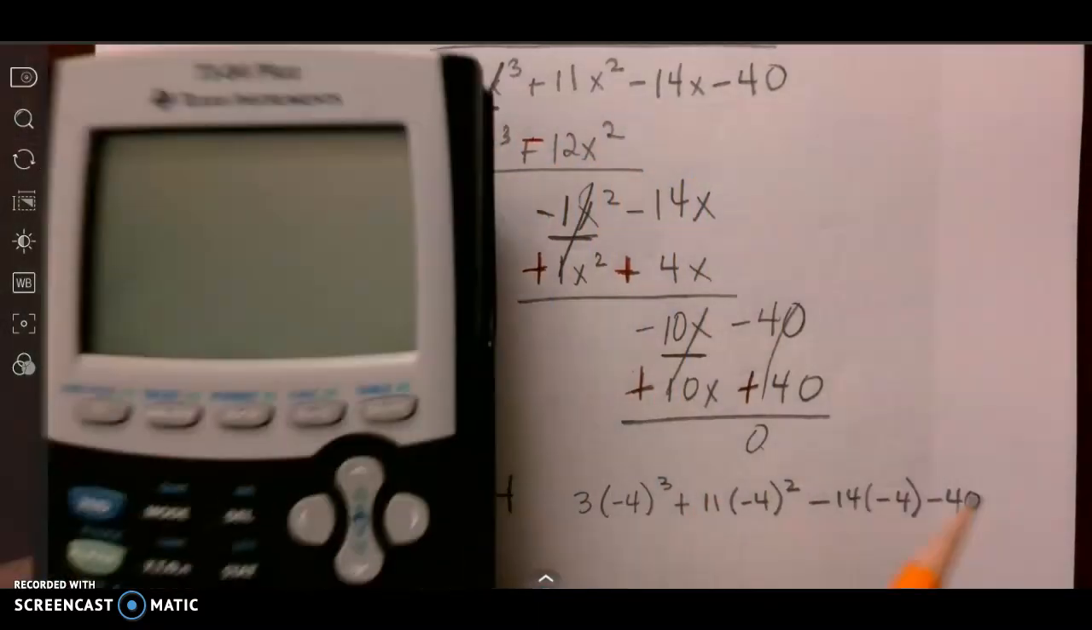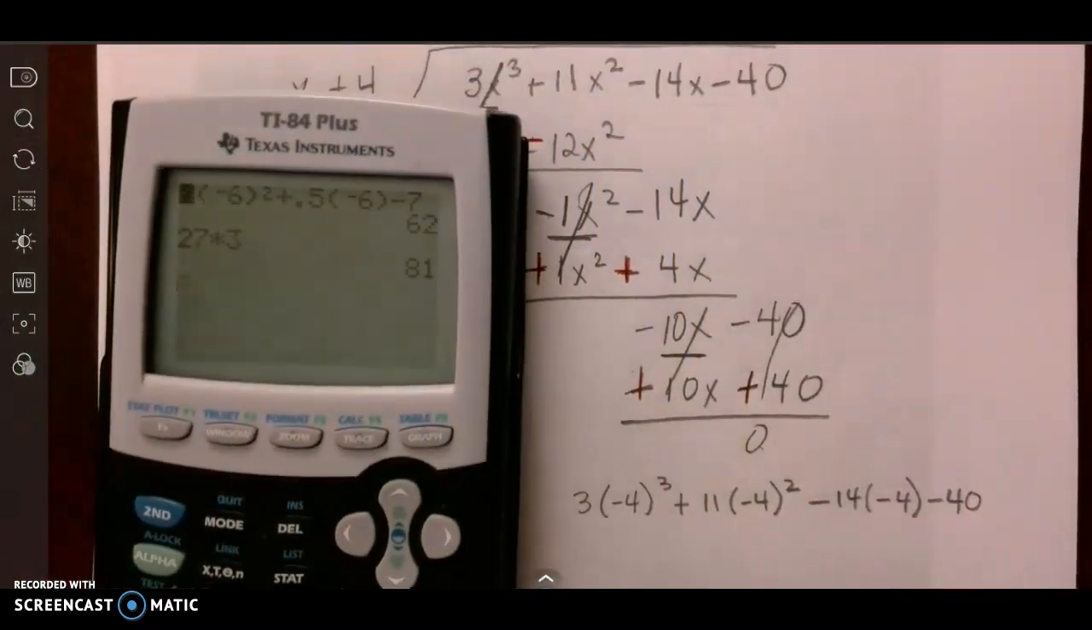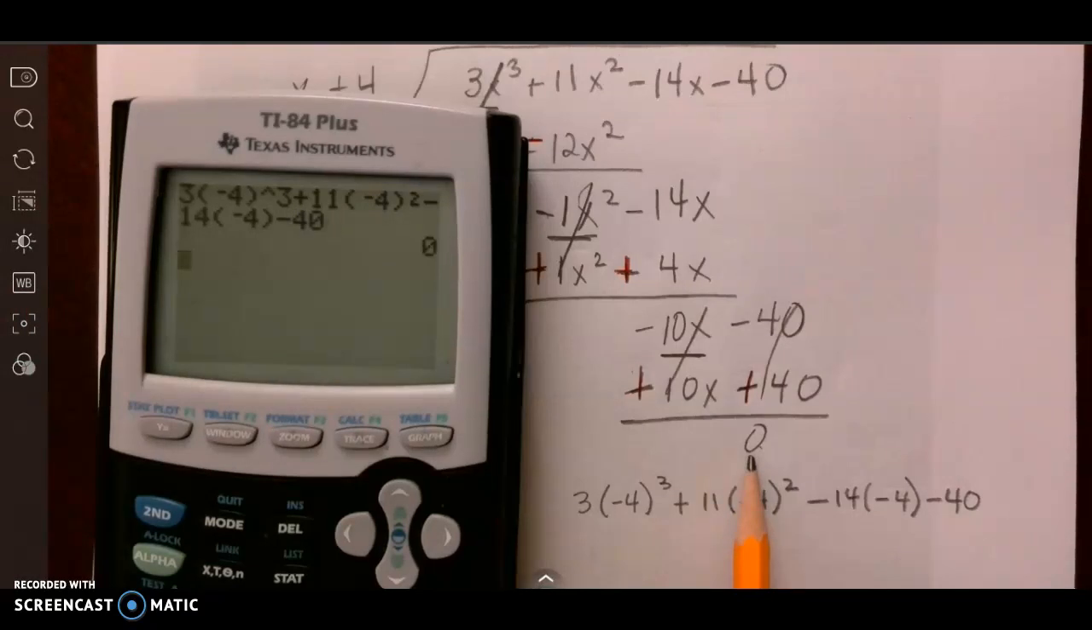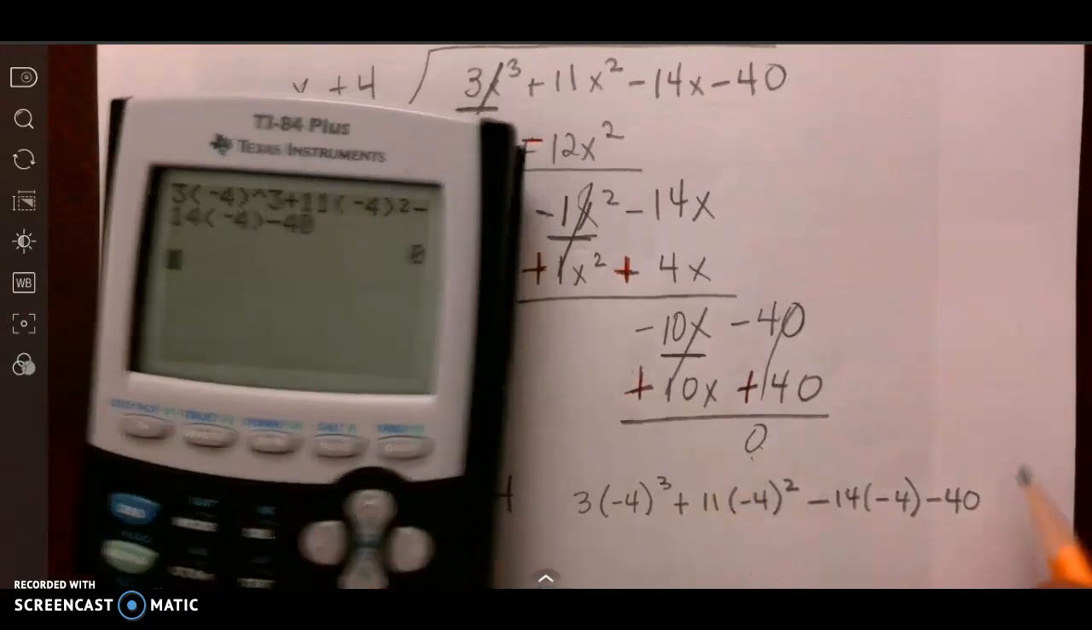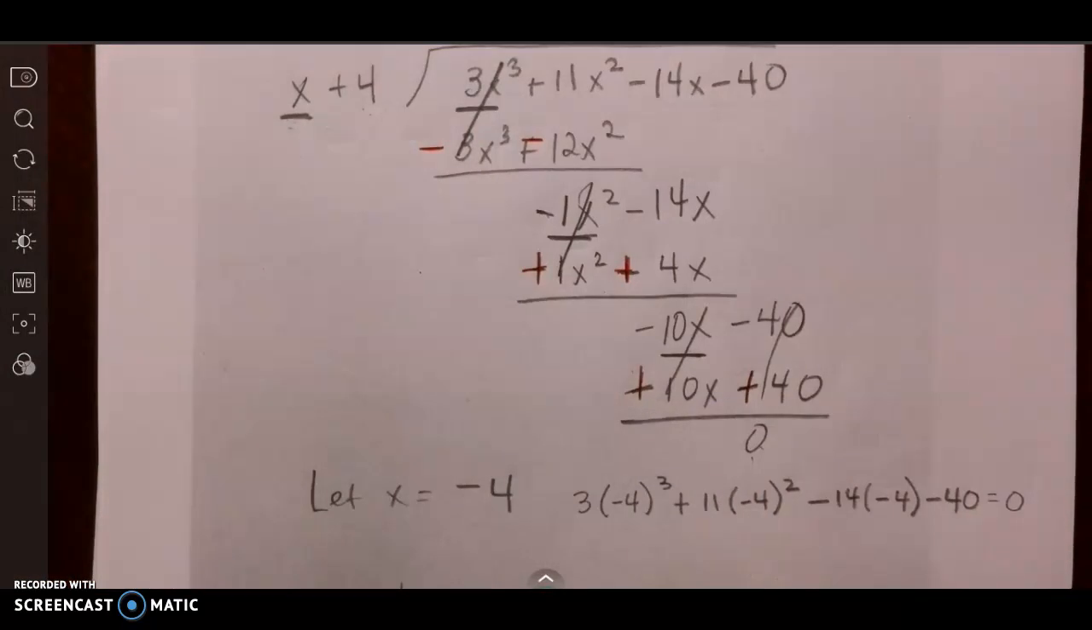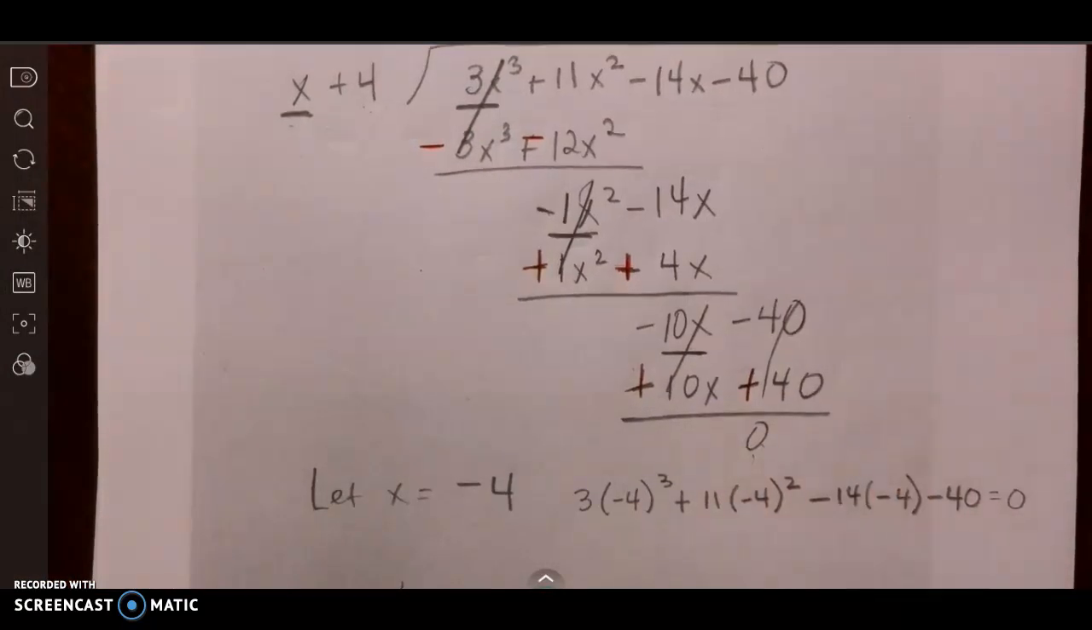Use my calculator. So I have 3 times negative 4 to the third plus 11 times negative 4 squared minus 14 times negative 4 minus 40. If I did it correctly, I should get 0. And I did. I got 0. So now I can have confidence that my work is correct.